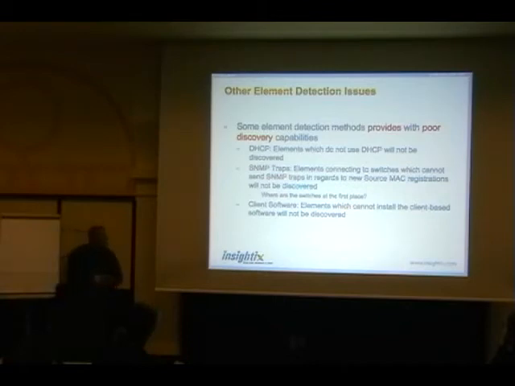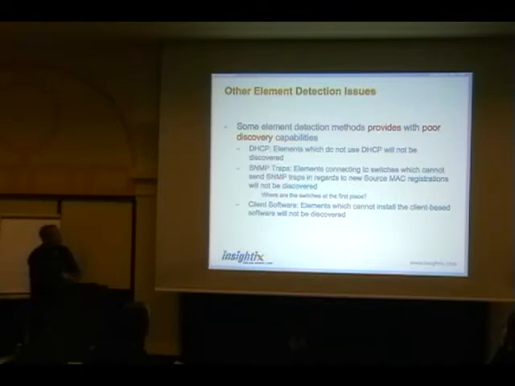SNMP traps. There's a trend, especially on Cisco gear, to turn on a trap, which basically says that a new element is connected due to the fact that a new MAC address is registered on a certain port. This only works if your switch actually has this capability in its software. The problem here, as I mentioned earlier, is with the switches. Where are they in the first place? And the second thing here is that if you don't know your infrastructure, then you have a real problem doing this.